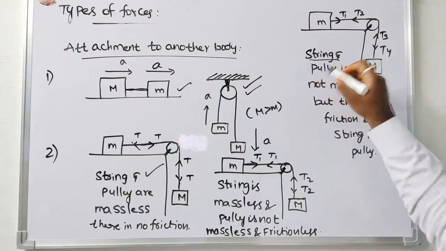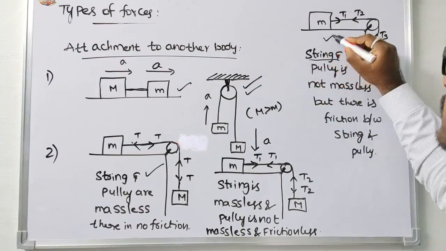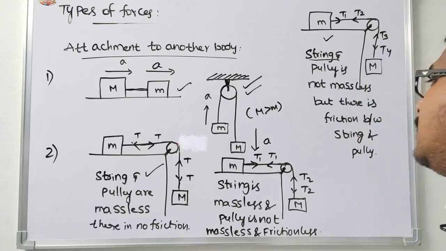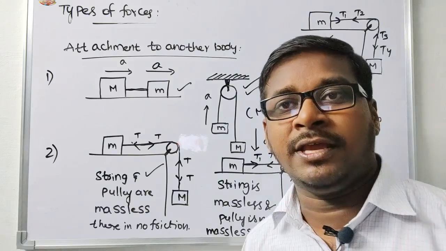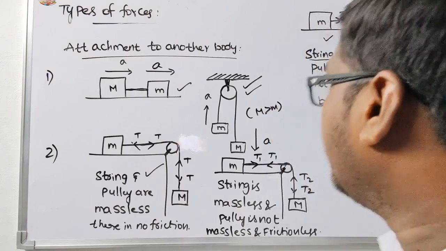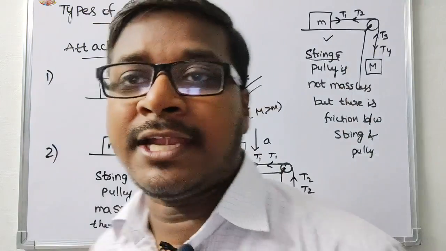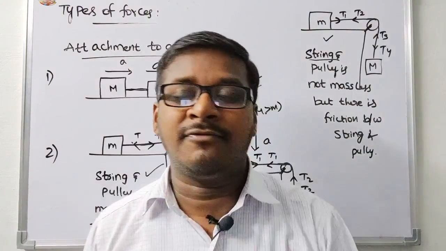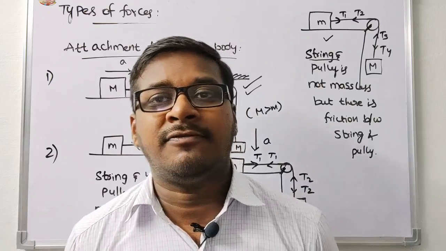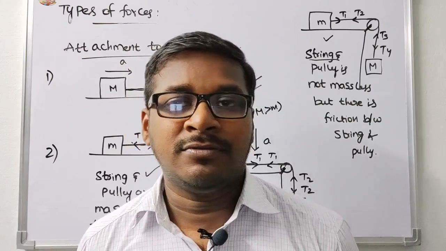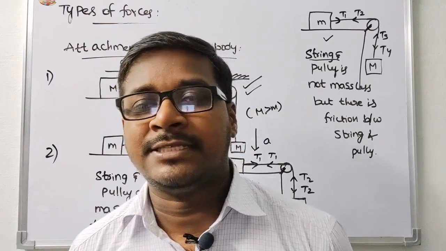Then next, the third condition: string and pulley are not massless, and there is a friction between string and pulley. At each and every point, different types of tensional force are applied: T1, T2, T3, T4. Four types of tensional force are acting.